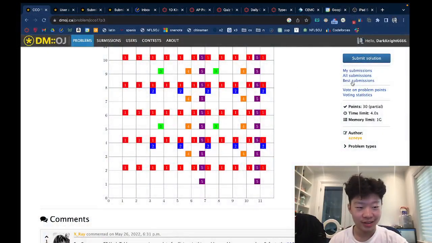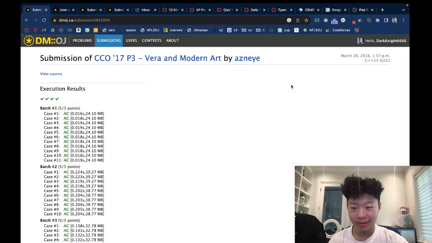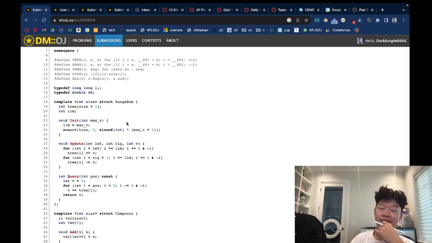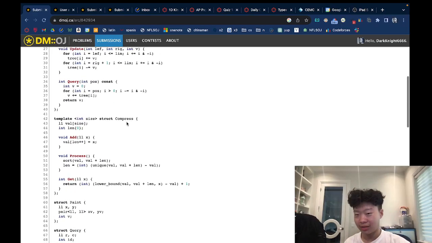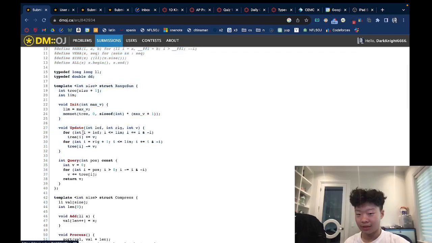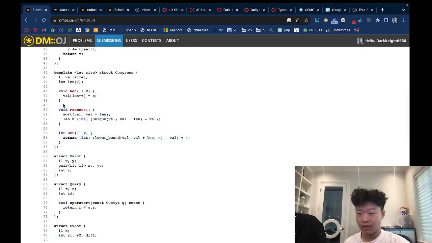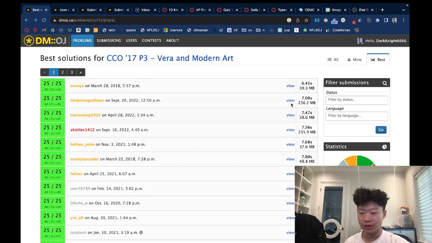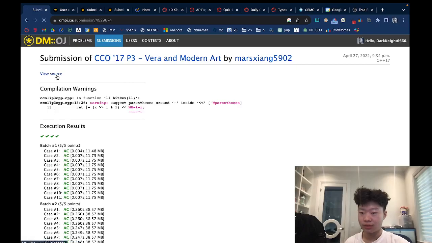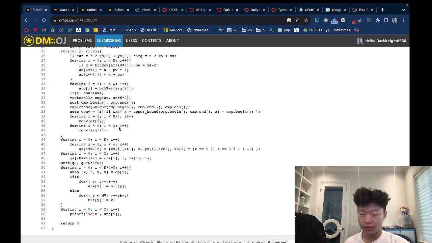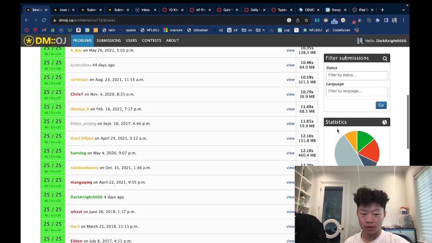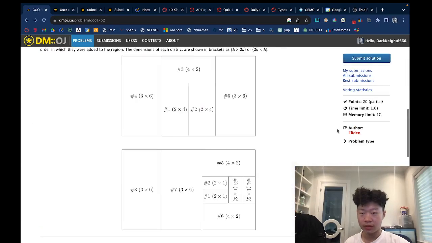Honestly, this is crazy. I think other people did it through something like a Fenwick tree, but I don't really know how that works. I think the trie explanation is the simplest. Yeah. And I think it's not even that slow. 12.29. Yeah. Speed is fine.